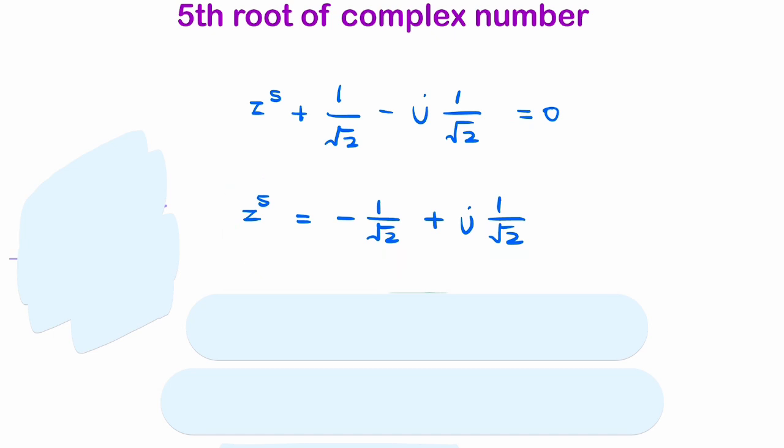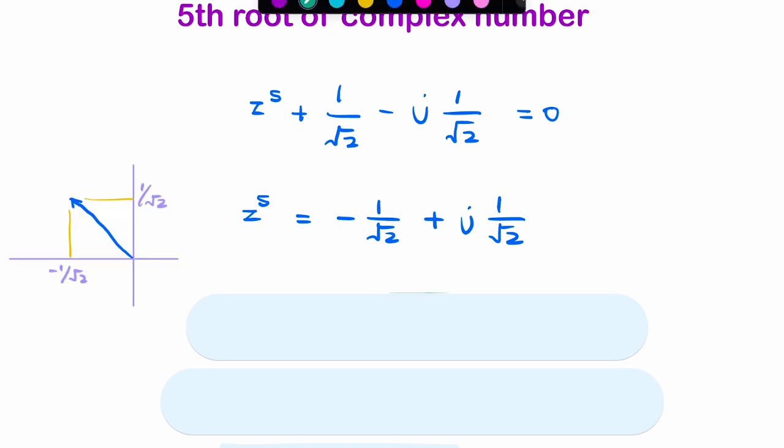You want to convert this to polar. That means an r theta form. So if you sketch a quick Argand diagram, that just means a diagram where the horizontal axis represents your real components and your vertical axis represents your imaginary components. So you have a negative 1 over root 2, that's your real, and a positive 1 over root 2, that's your imaginary. So this is z to the power 5.